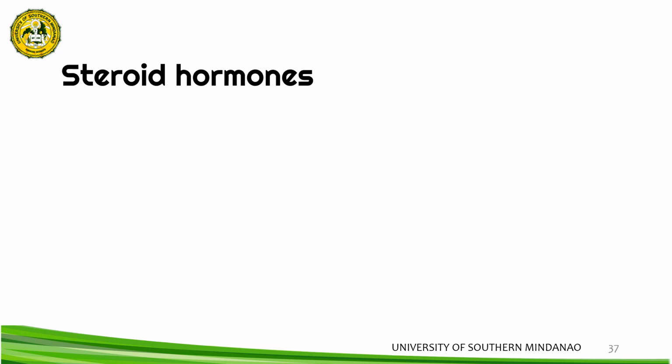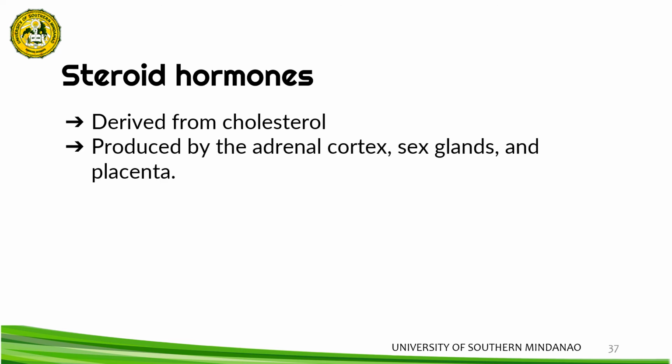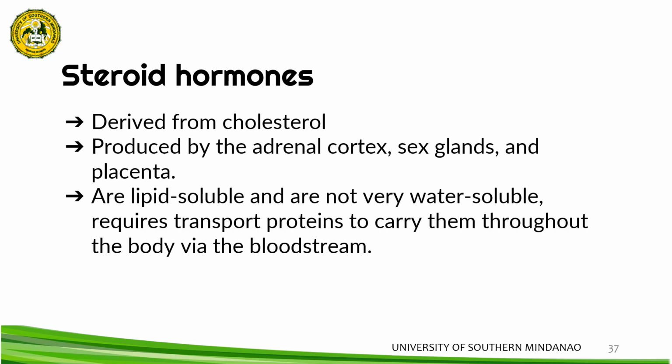So when we say steroid hormones, they are mainly derived from cholesterol, and they are synthesized in the adrenal cortex, the sex glands, and the placenta. They are considered to be lipid soluble, and they are not very water soluble, so they require transport proteins to carry them throughout the body via the bloodstream.